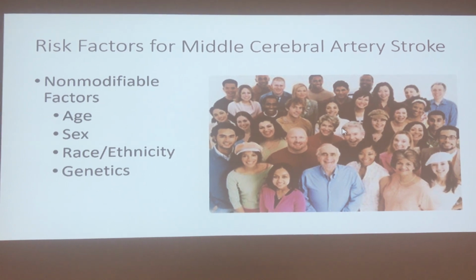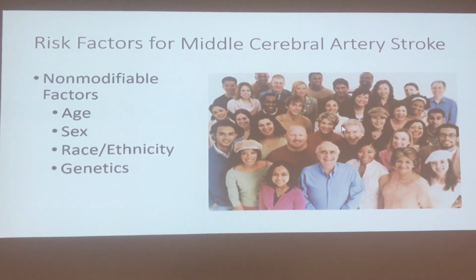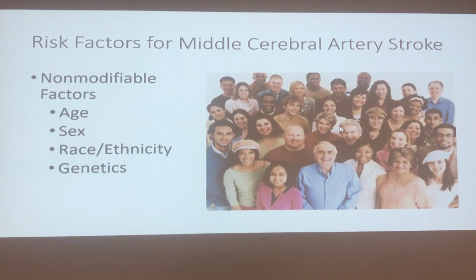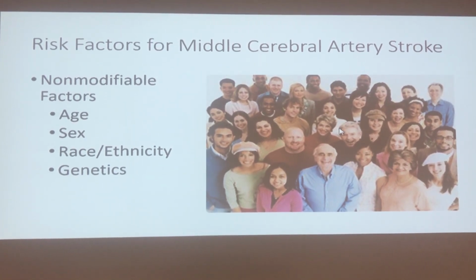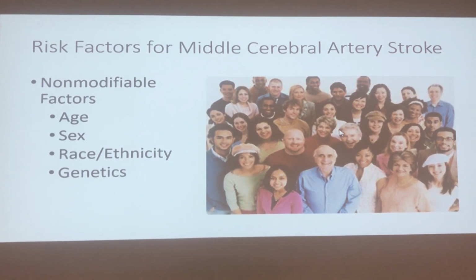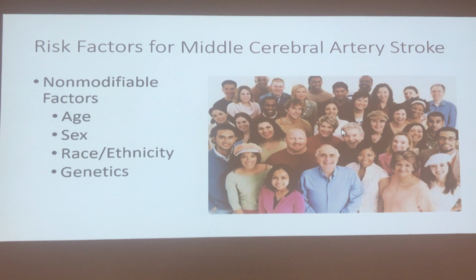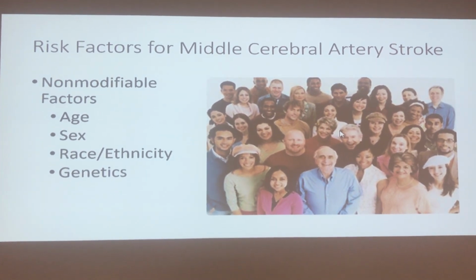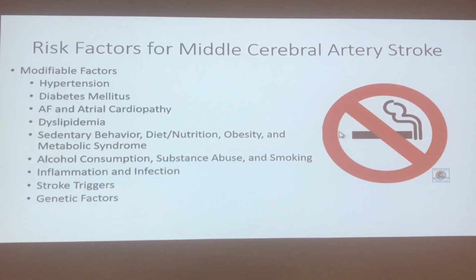Unmodifiable risk factors include age, sex, race, and genetics. Age: the older you get, the higher the risk. As for sex, women do have a higher risk for stroke and a higher recurrence of stroke. And for genetics, there may be a single gene disorder that leads to a multi-system disorder, stroke being one of them.